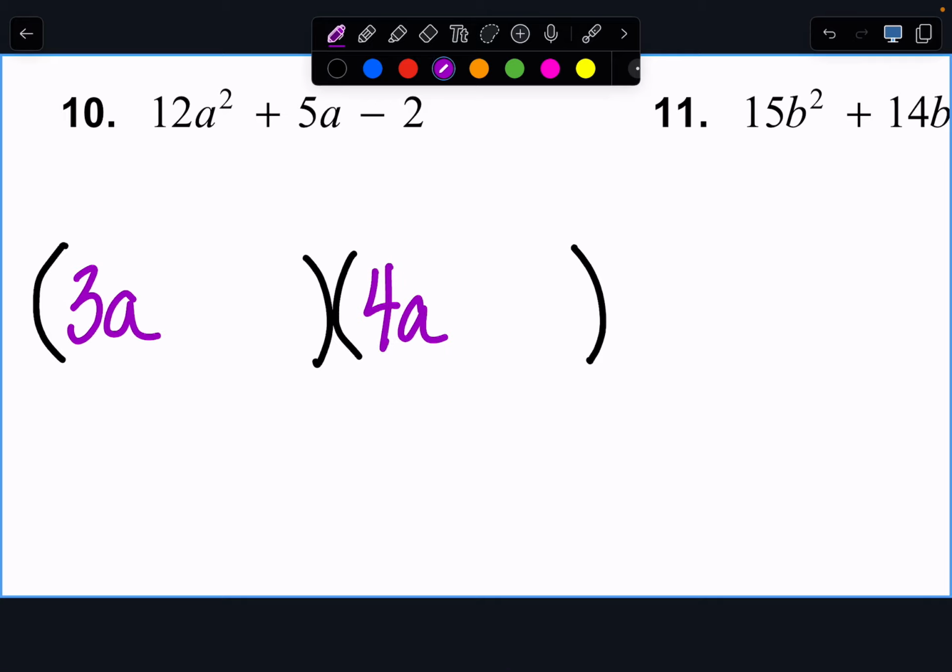Now, if we have a negative 2, then we know that one needs to be positive and one needs to be negative. So this is what I'm going to do: I am going to put that one needs to be positive and one needs to be negative. Now, what do we know about multiplying to 2? We need 1 times 2, right? Yes. Any thoughts on where you want to put the 1 and the 2?